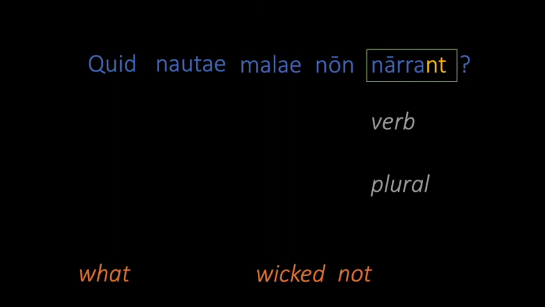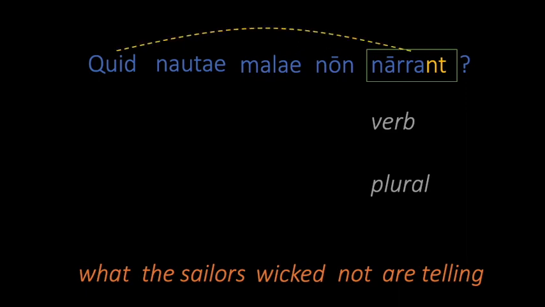Okay, now narant is a verb. Its meaning is are telling. The subject is either nautai or an implied they. Remember, we're not trying to generate every possible meaning, but just one reasonable meaning. So let's call nautai the subject and translate it as the sailors. That makes quid the direct object. Altogether, we have what the sailors wicked not are telling, which we rearrange to what are the wicked sailors not telling? Okay, let's try another.